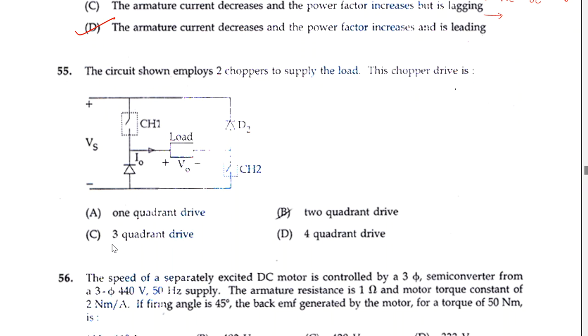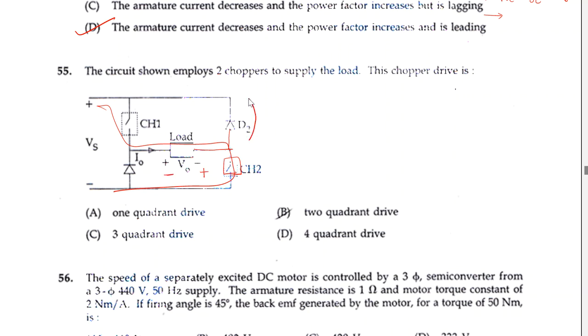Now, next one, the circuit shown employs two choppers to supply load. Okay, this chopper drive is, see, observe here, the chopper 1 and chopper 2 is there, connection like this, and we have a diode, and here we have the switch here. When you study the switch operation, CH1 is conducting and the current flowing through like this will happen. Okay, so positive sequence. Next one, when we operate CH2 and the D2 is activated, means whenever there is change in voltage, that is the voltage changes plus minus here.